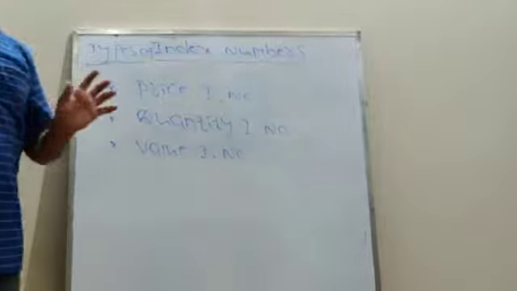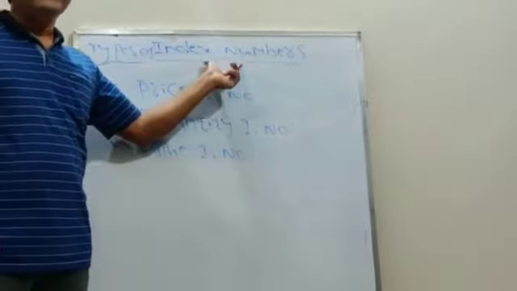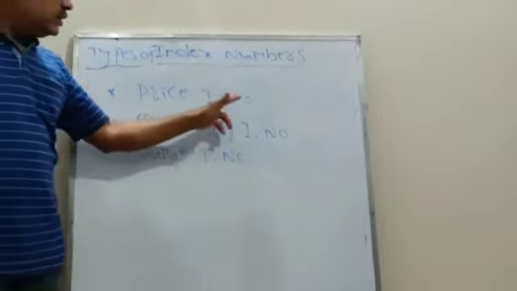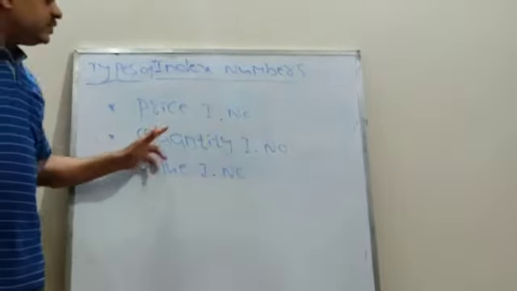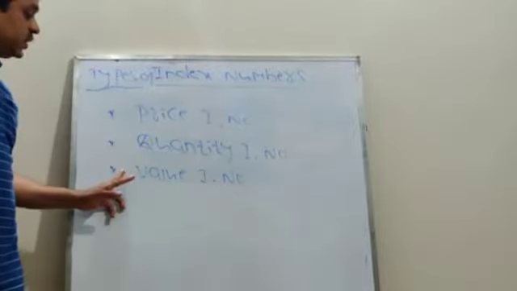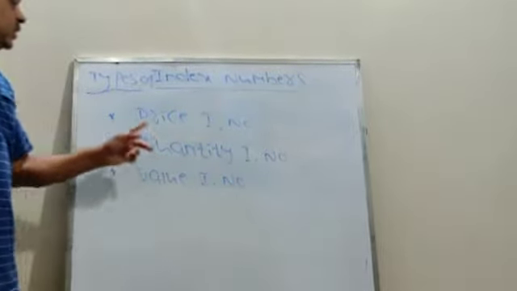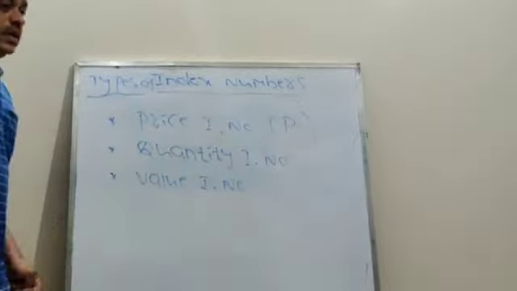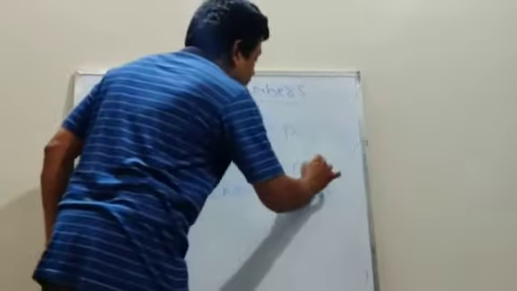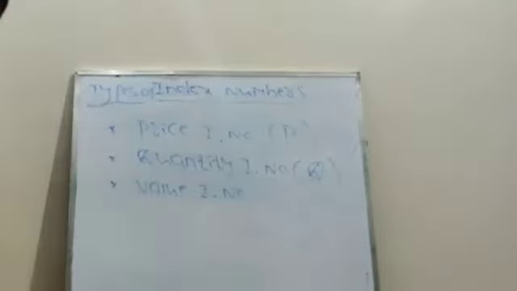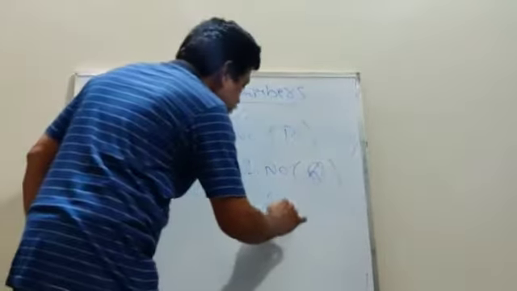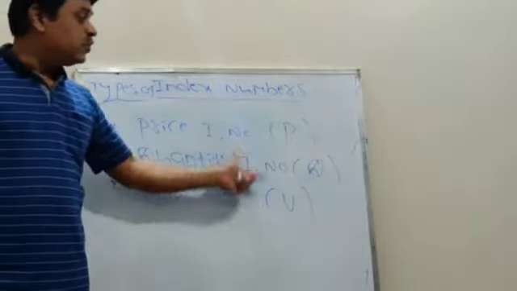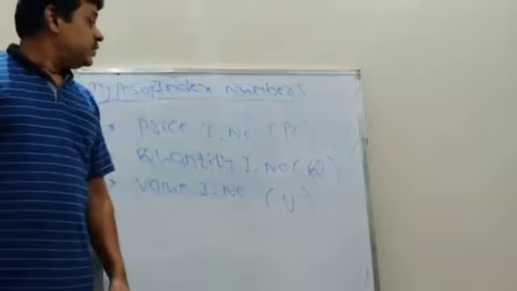That is a 5 marks question: define index number and explain its types. Okay. Total 3 types. What is the first one? Price index number. Second one is quantity index number. Third one is value index number. This price index number is usually denoted by letter P. Quantity index number is usually denoted by capital Q. And value index number is usually denoted by capital V. Okay. This is about the types of index number.